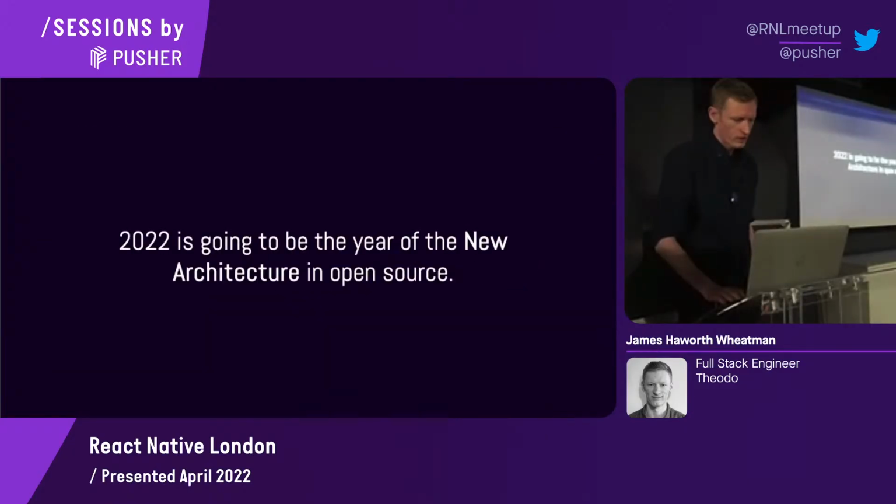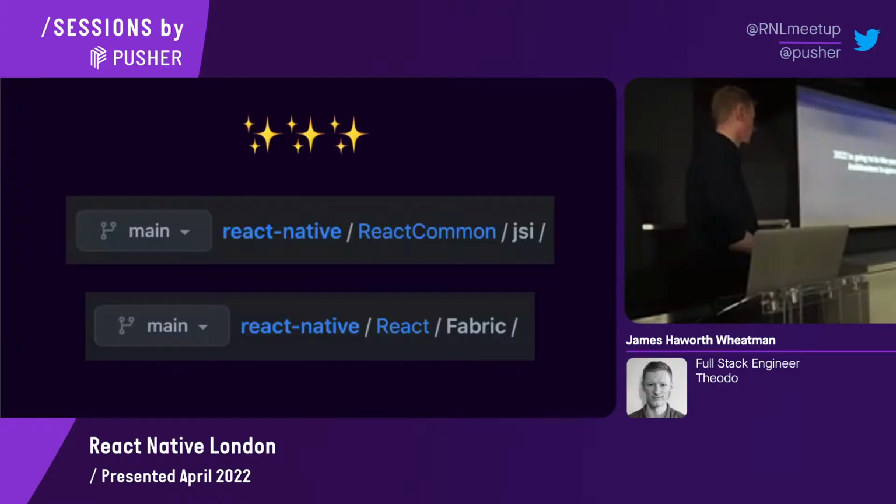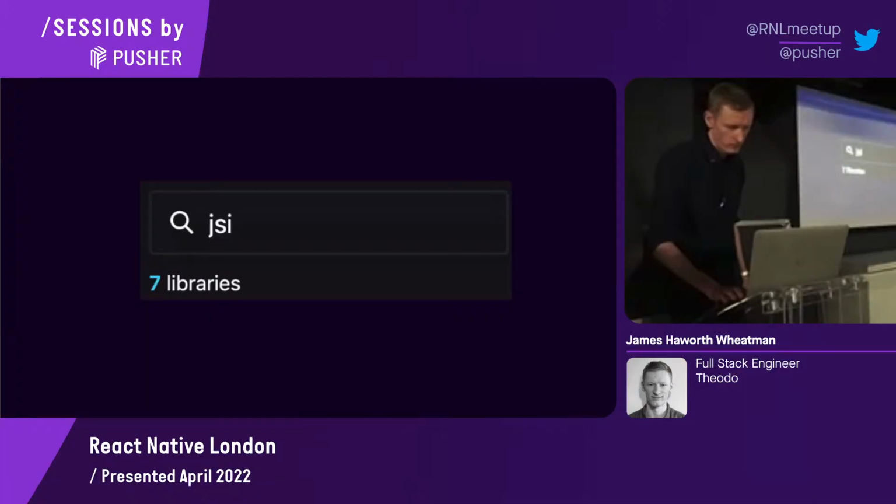So this is the promise from Facebook: 2022 is going to be the year of the new architecture. They promised us that in 2018 as well, but this time it's going to be the year, because it all exists. You can actually go into your node modules and you'll see these things. You'll see the JSI, you'll see the new renderer, and people have been using it.